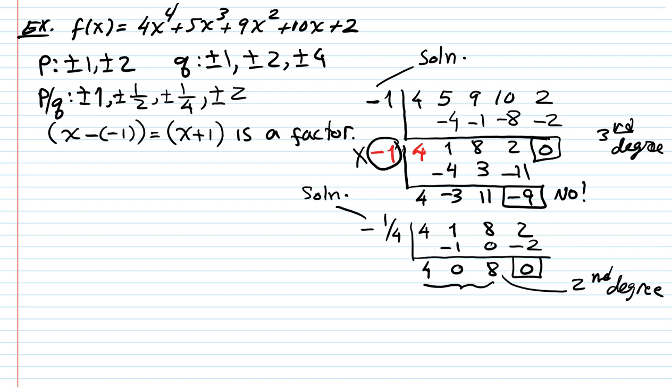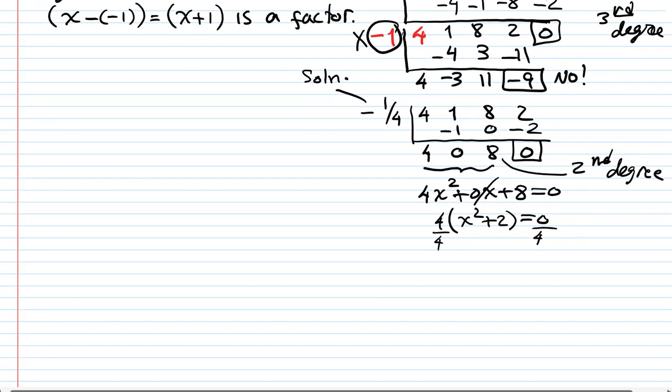Once we're down to a 2nd degree, the third row reads 4x squared plus 0x plus 8. Set it equal to 0. And then factor out 4, we get x squared plus 2 equals 0. Don't worry about 0x. You can divide both sides by 4. That gets rid of the 4. So at this point, we only have x squared plus 2 equals 0, right?